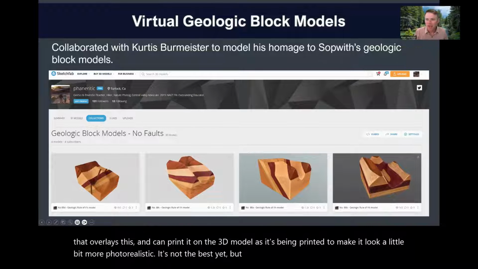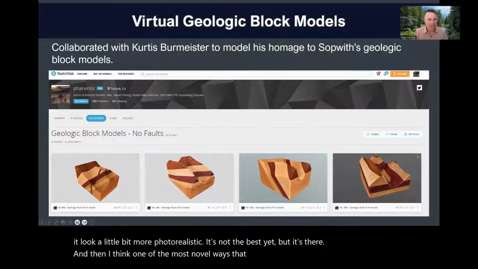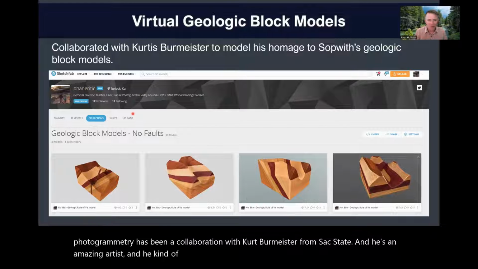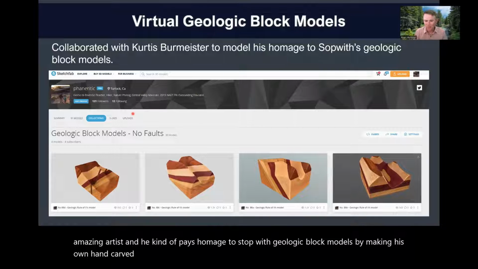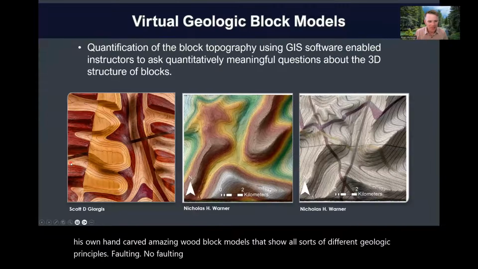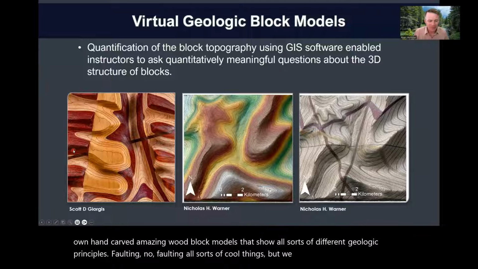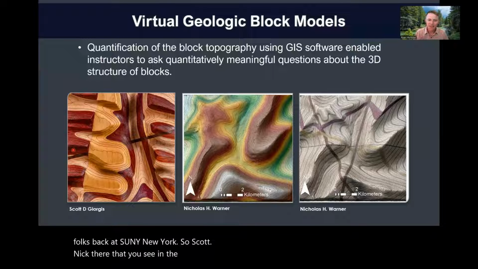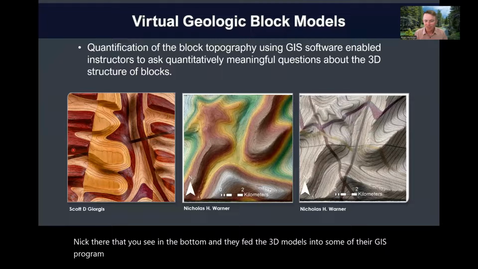And then I think one of the most novel ways that my photo scans have been used for photogrammetry has been a collaboration with Kurt Vermeister from Sac State. He's an amazing artist, and he pays homage to Sopwith's geologic block models by making his own hand-carved, amazing wood block models that show all sorts of different geologic principles, faulting, no faulting, all sorts of cool things. But we collaborated with some other folks back at SUNY New York, so Scott and Nick there that you see in the bottom, and they fed the 3D models into some of their GIS program, and made contour lines and digital versions.